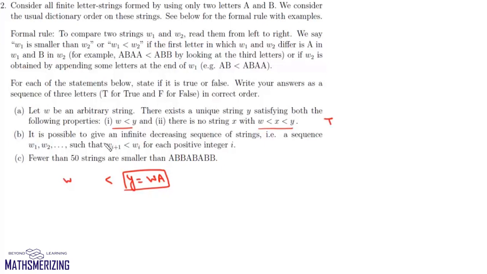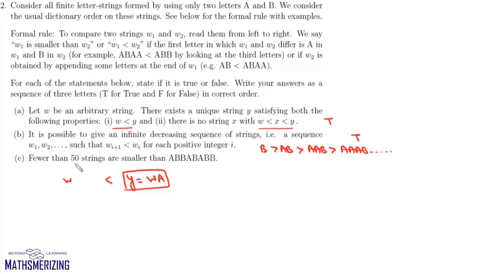The second one is, it is possible to give an infinite decreasing sequence of strings, that is a sequence W1, W2, and so on, such that W(i+1) is less than Wi for each positive integer i. Now there can be infinitely many possibilities. It could be B, which is greater than AB, AB is greater than AAB, which is greater than AAAB. This way we can generate an infinite decreasing sequence of strings. So that means this one is also true.